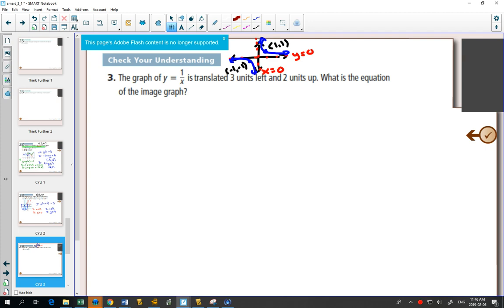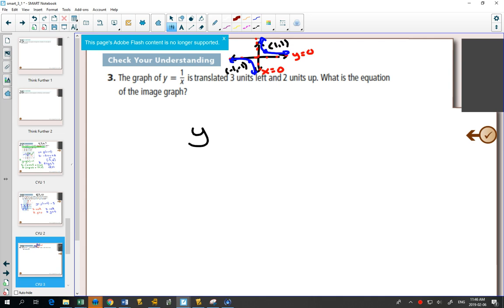The question is saying, what is the equation of the image graph? Now, this isn't in function notation. We have no function notation here, so our equation that we write will have no function notation either. How do we write that equation of 3 to the left and 2 units up?